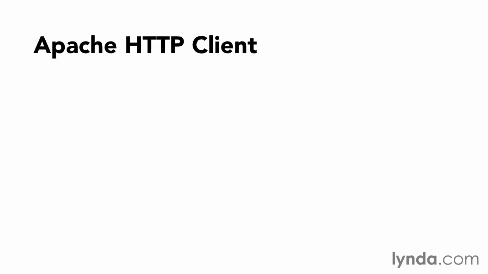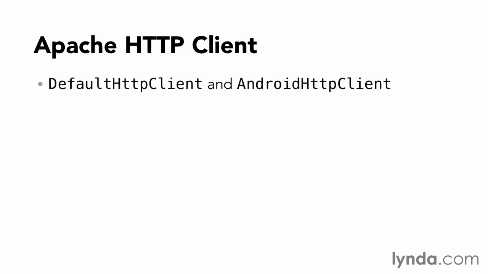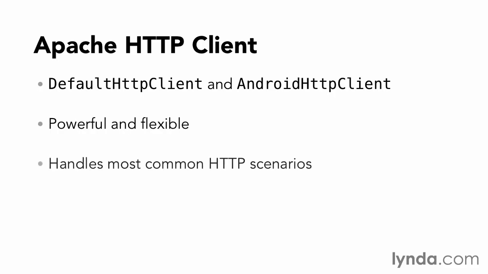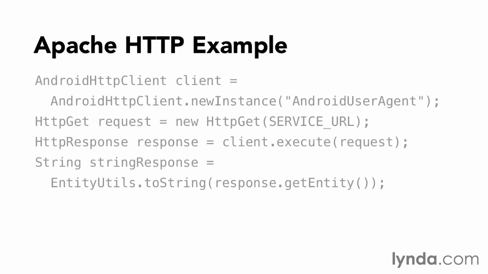The Apache HTTP client consists of two main classes, DefaultHttpClient and AndroidHttpClient. These are both extensible Java classes. The Apache API is powerful and flexible, but it's also very large and complex. It handles most common HTTP scenarios and all HTTP request methods. But since about 2011, the Android team has not worked on improving this API for Android. So whatever features or bugs it had a few years ago are still there and will remain for the foreseeable future. Here's an example of using Apache HTTP.